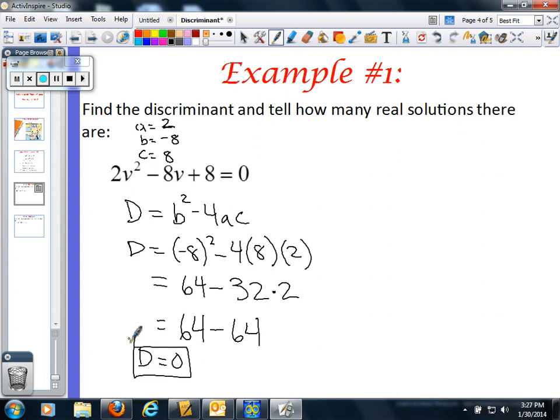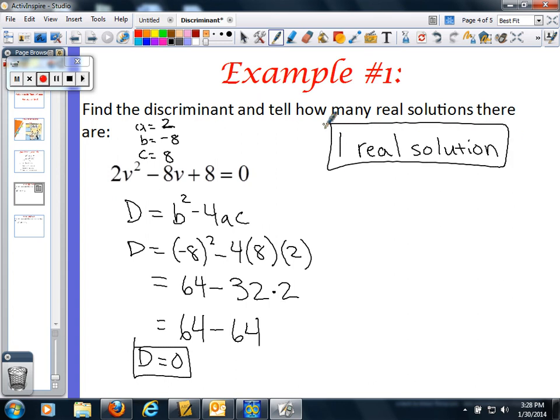So I want you to find the discriminant, and now you're also supposed to tell me how many roots there are. So D equals 0 means that there is one real solution. Now we haven't found that solution. We would have to do the rest of the quadratic formula in order to find it. But this does tell us that there's one real solution.